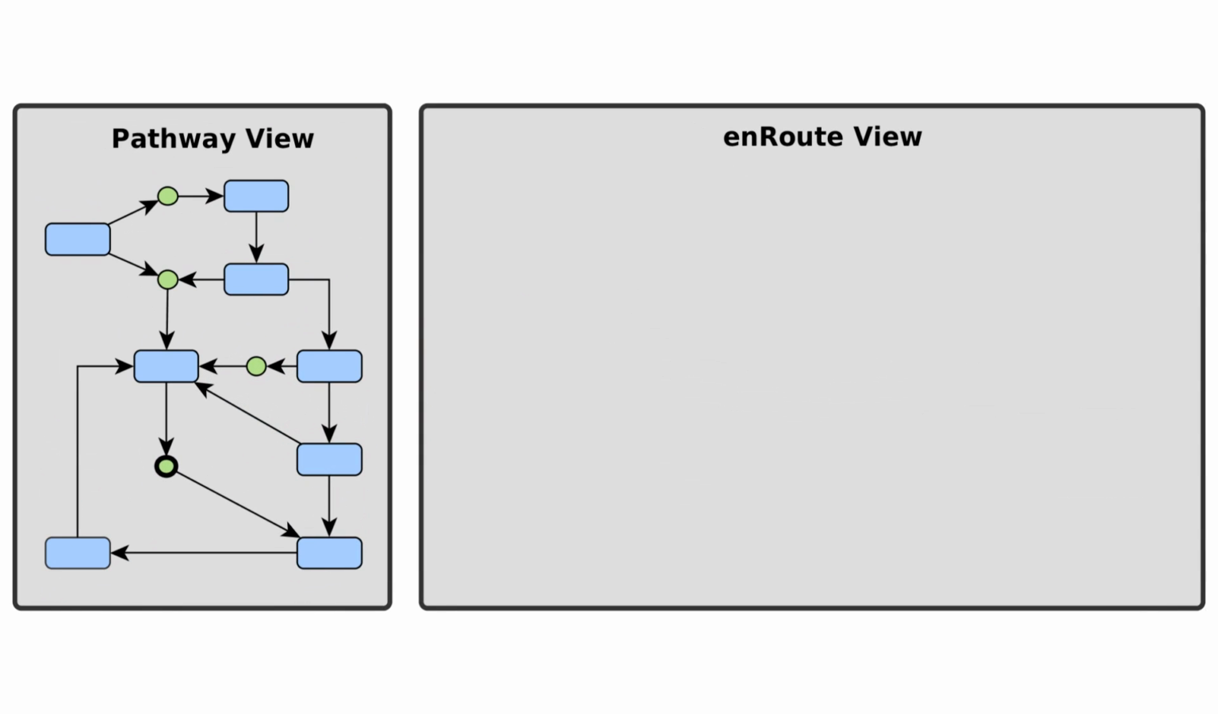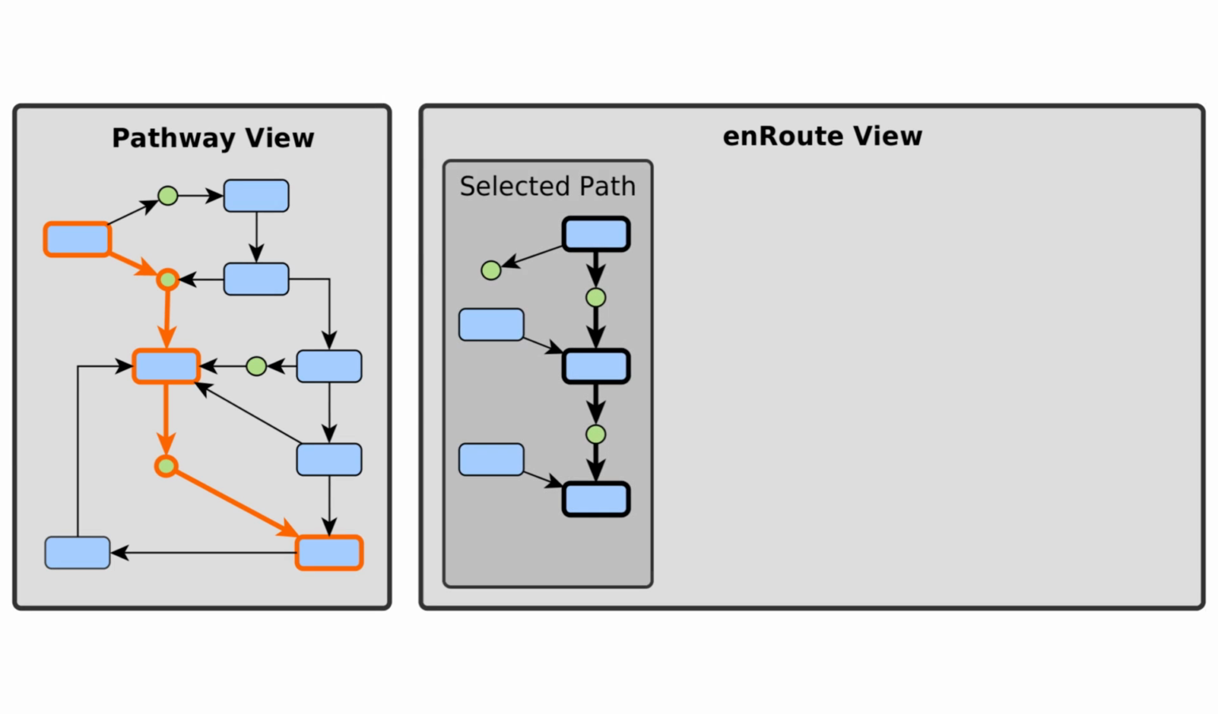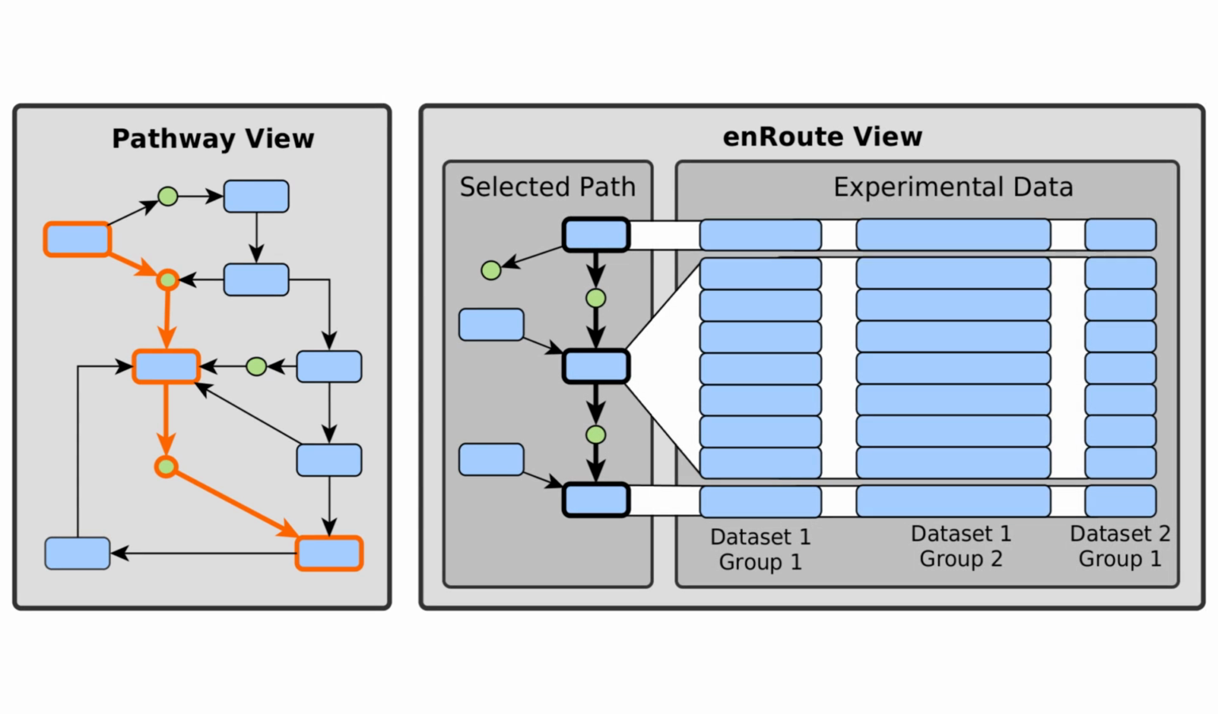enRoute consists of two views, a pathway view and the enRoute view. The idea of enRoute is to let you focus on a path, which is then extracted and shown in the enRoute view, where you then can see all the details on experimental data.